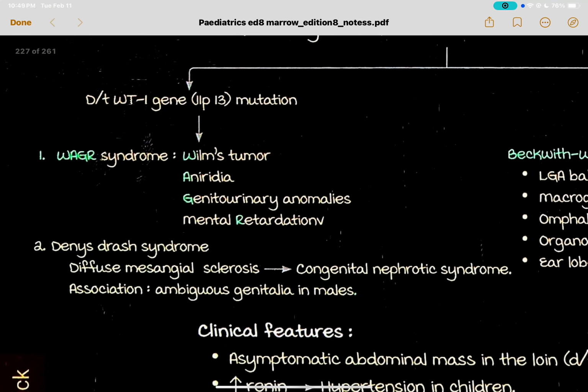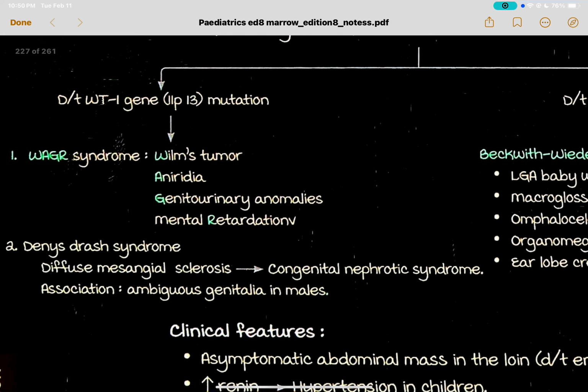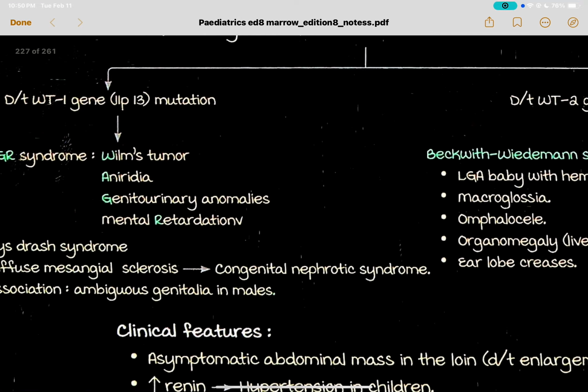Second is Denny-Dras syndrome: diffuse mesangial sclerosis, congenital nephrotic syndrome, association with ambiguous genitalia in males. What happens in Denny-Dras syndrome? Diffuse mesangial proliferation in the kidneys, ambiguous genitalia, congenital nephrotic syndrome. Nephrotic syndrome means gross proteinuria. Nephritic syndrome means hematuria.